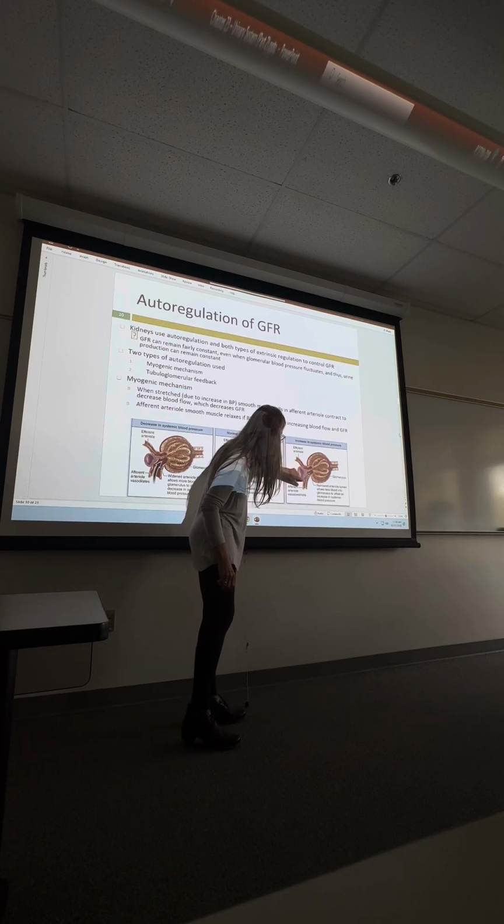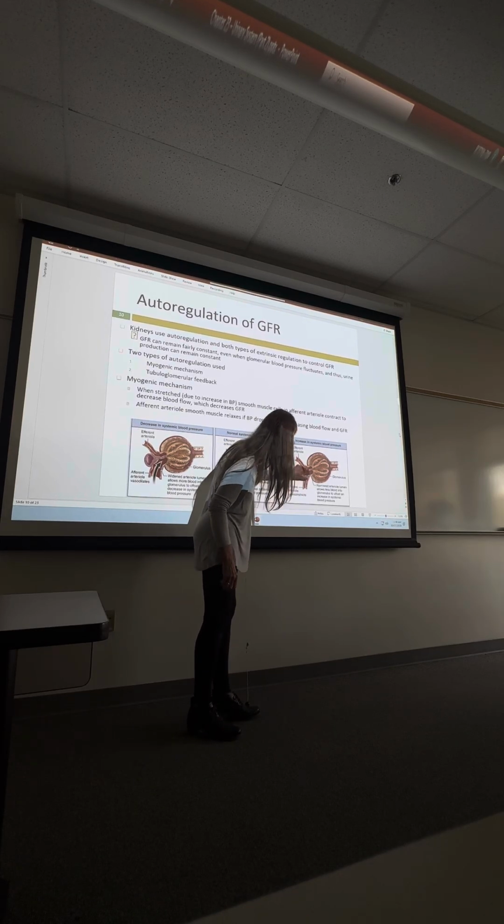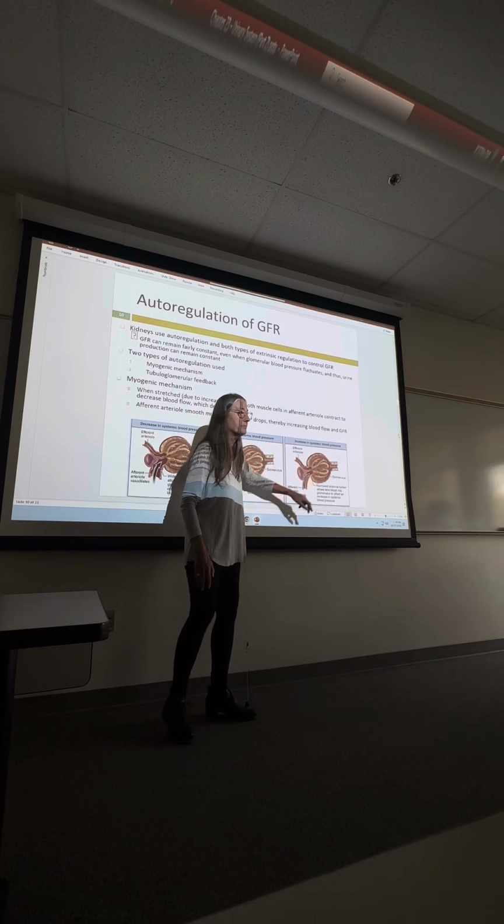we're going to have a myogenic effect right here at the site. These little smooth muscle cells are going to constrict, and they're going to reduce the diameter of our afferent arteriole, and that means it's going to reduce the flow of blood into the glomerulus. Very clever.